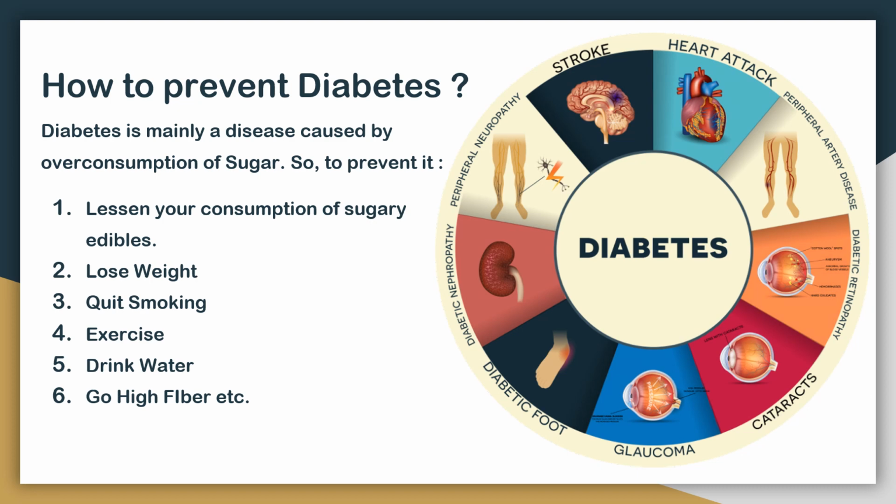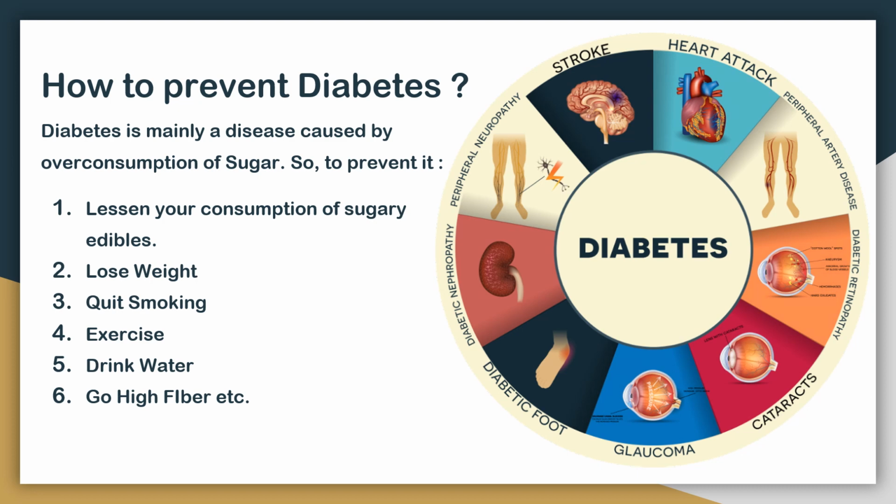Then quit smoking. If you are a regular smoker, quit it, because smoking is the most injurious habit ever. Smoking causes eye cataracts, lung cancer, asthma, stomach diseases, and all that. Then exercise. Do any exercise, but exercise.